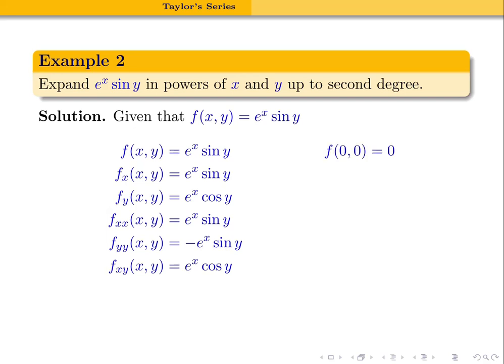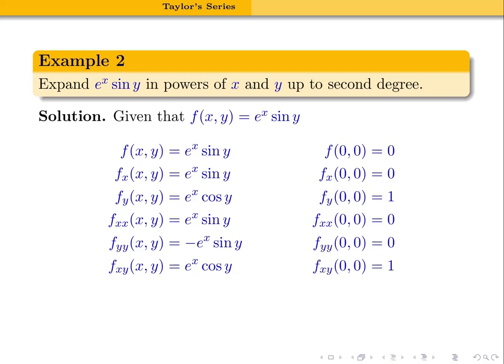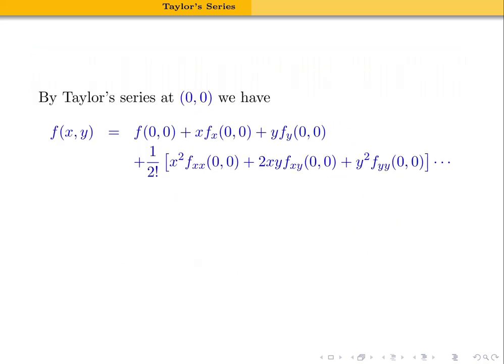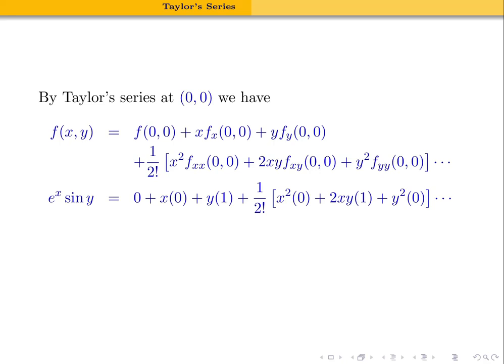So f of 0 comma 0 is 0, fx of 0 comma 0 is 0, fy of 0 comma 0 is 1, f double x of 0 comma 0 is 0, f double y of 0 comma 0 is 0, fxy of 0 comma 0 is 1. Therefore this is the Taylor series at the point 0 comma 0. Replace all the known values and simplify it. We will get e power x sin y is equal to y plus xy plus up to etc.